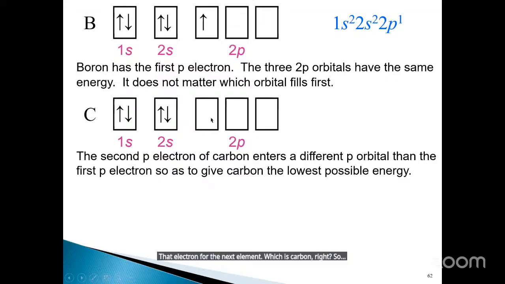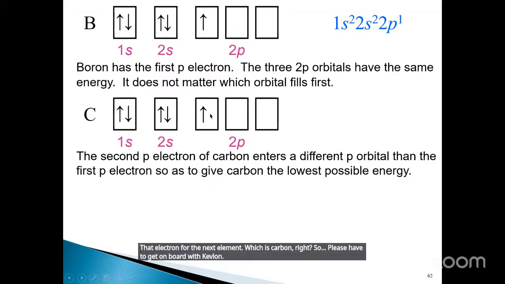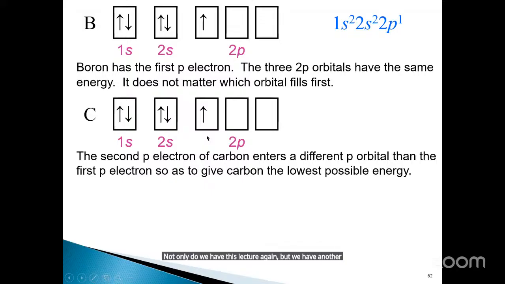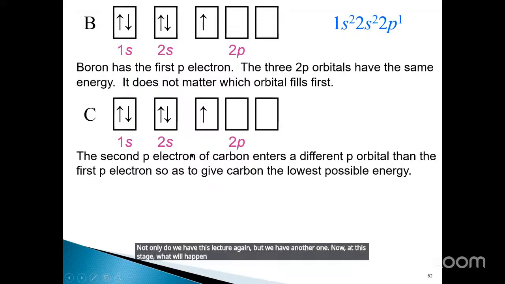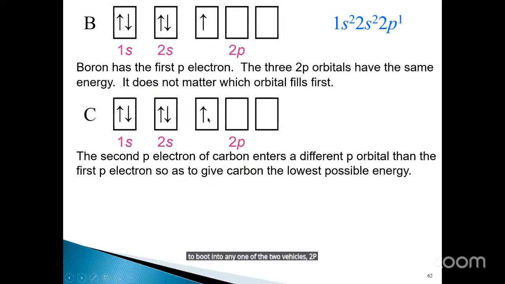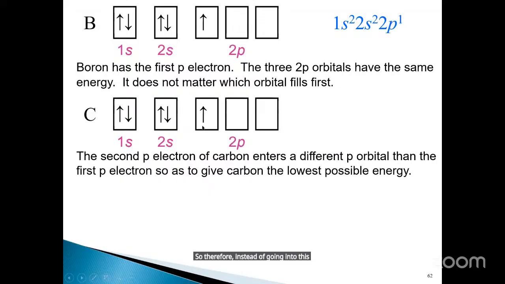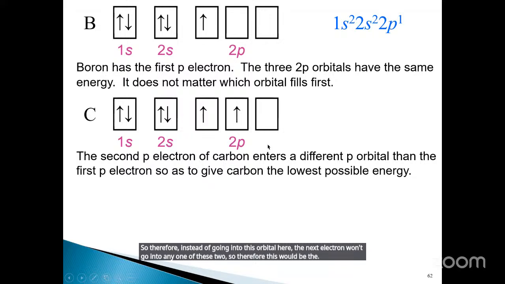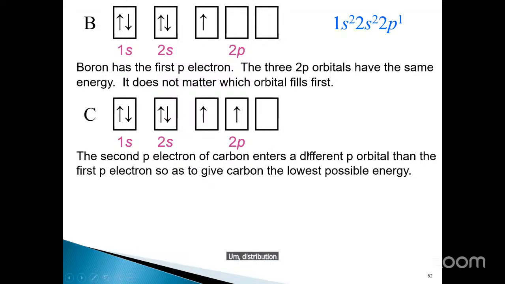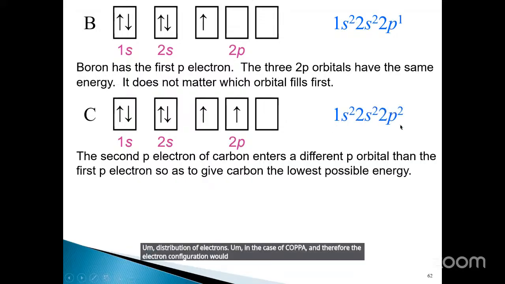To get from boron to carbon, not only do we have this electron here, but we have to add another electron. At this stage, the next electron would prefer to go into any one of the 2 vacant 2p orbitals, as opposed to joining this electron right here. The reason is that electrons are negatively charged, and like charges tend to repel. So instead of going into this orbital here, the next electron would go into any one of these 2. This would be the distribution of the electrons in the case of carbon, and the electron configuration would be 1s2, 2s2, 2p2.